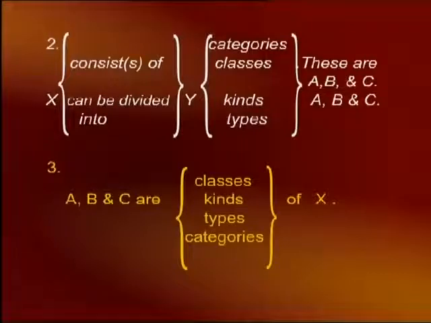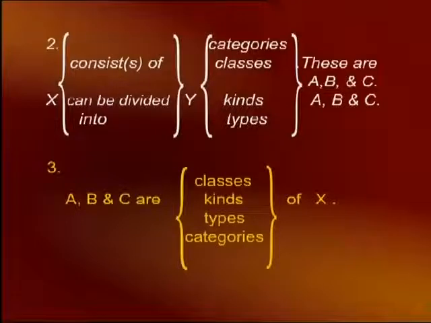Please make a note of the punctuation that is being used. Notice where you have these are, this is preceded by a full stop. And where you just have ABC, that is preceded by a colon. So you can use expressions like consist of, or can be divided into, right? Into categories, into classes, into kinds, into types. And then you go on to spell out those types.